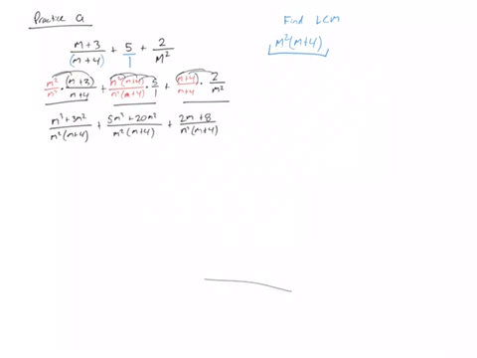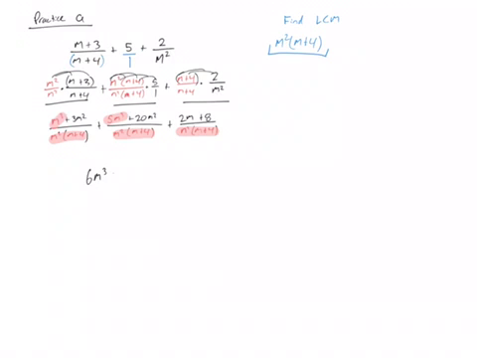Now that I have my denominators all the exact same, now all I need to do is add the numerators. That's why I went ahead and distributed those numerators in. So I'm noticing I have some m cubed here and here. So I'm going to add those together. 5 of them plus 1 more is going to be 6.